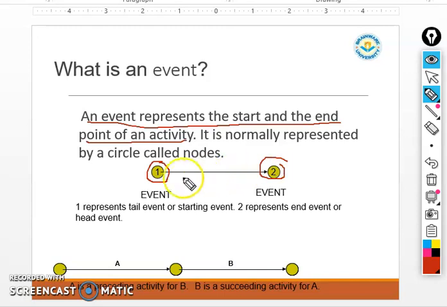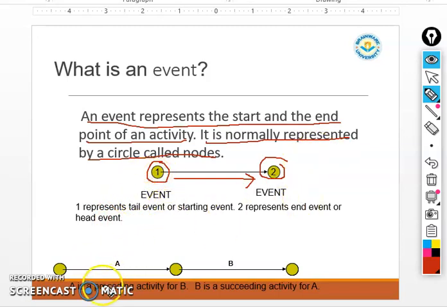And this one is your activity to complete, moving from the first event to the second event. It is normally represented by a circle called a node. Event কে আমরা সার্কেল দিয়ে রিপ্রেজেন্ট করে থাকি. The first represents the tail event or starting event, and the second representation is the end event or the head event. এটাকে বলা হয় tail event, এটাকে বলা হয় head event.